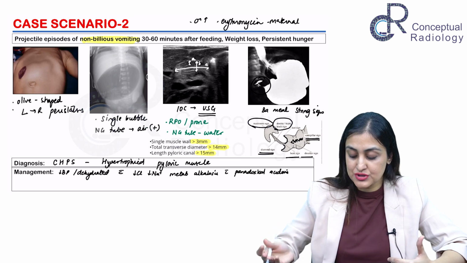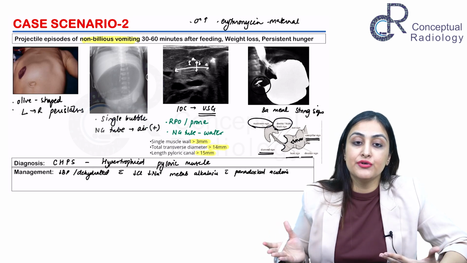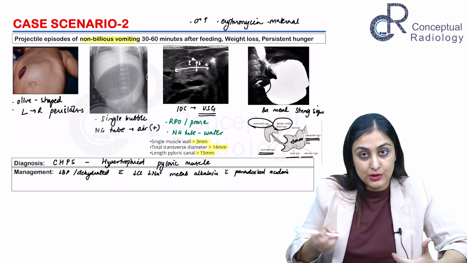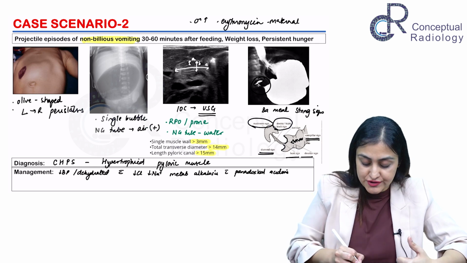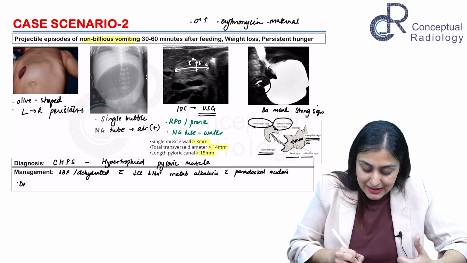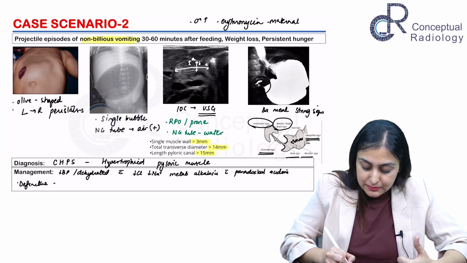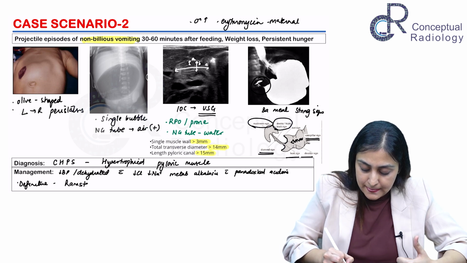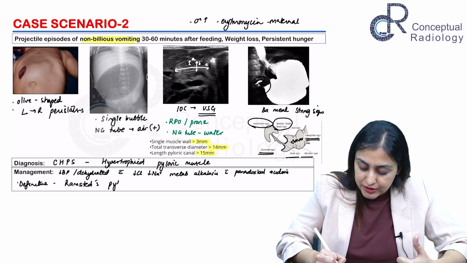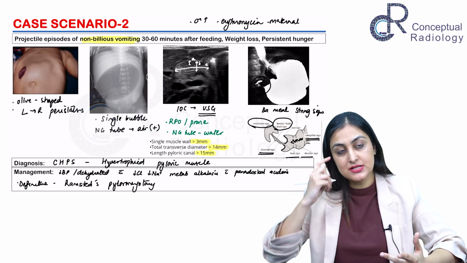So you have to supplement this child with a lot of fluids before you take them up for diagnostic investigations or for surgery. And the definitive management, if they ask you, is going to be a Ramstedt's pyloromyotomy. So what is done is they cut the pyloric muscles here.